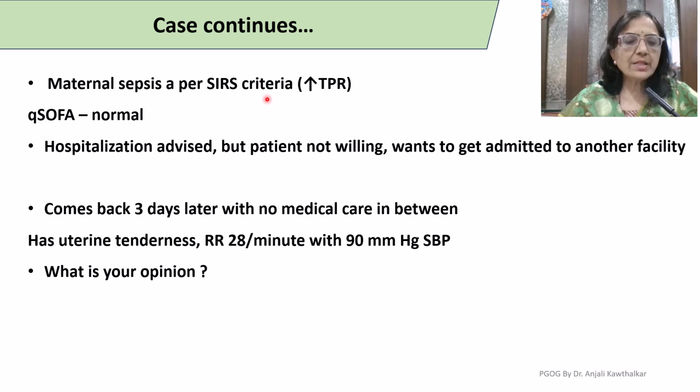So as per SIRS criteria, it is a case of maternal sepsis with increase in temperature, pulse and respiration. qSOFA so far is normal because it is fulfilling only one criterion, respiratory rate greater than or equal to 22. But her mental status is normal and she is not having hypotension. So by qSOFA so far, it says that she only has infection.